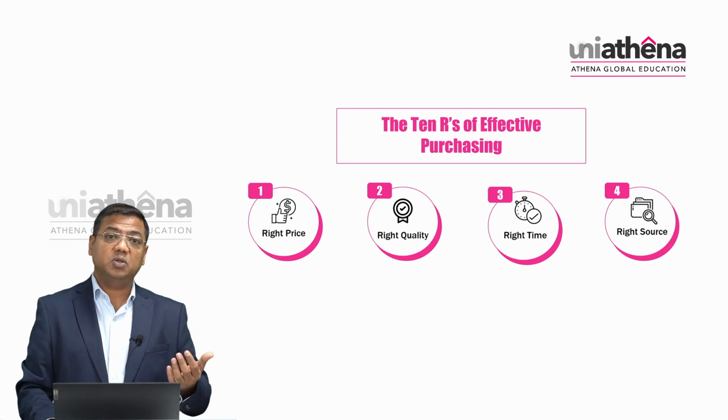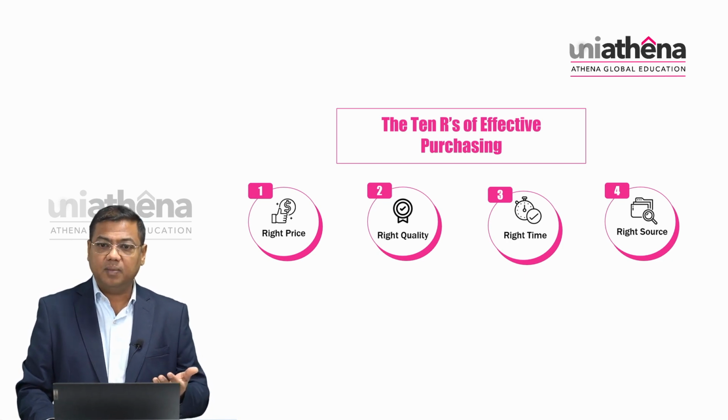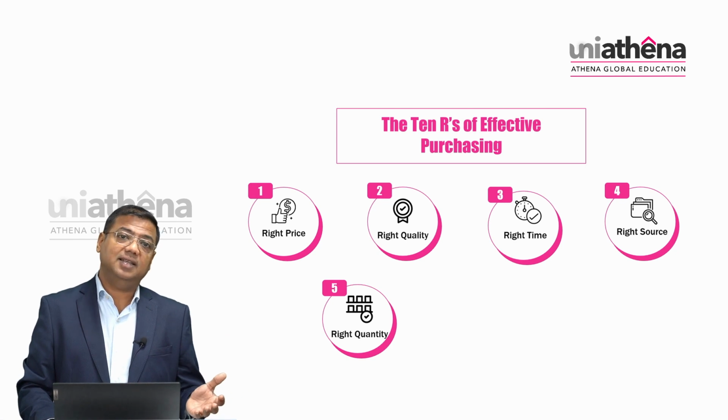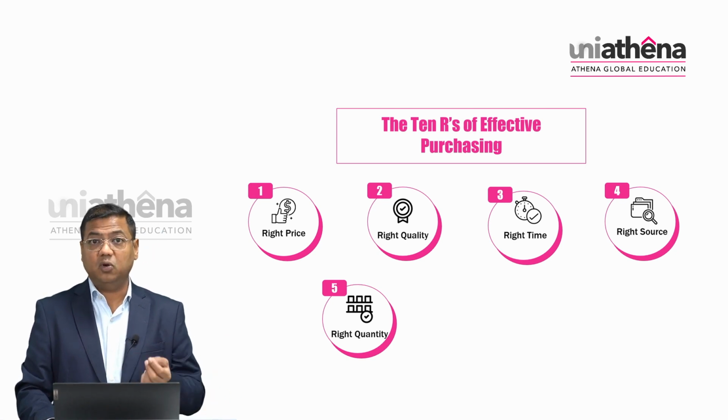When you talk about right source, you talk about ethical sourcing. You talk about who's my right supplier. What are the different things that I look for in my supplier? So right source, right quantity. Right quantity is also very important, depending on the bill of material that I have, depending on what the customer wants. So I buy the right quantity.